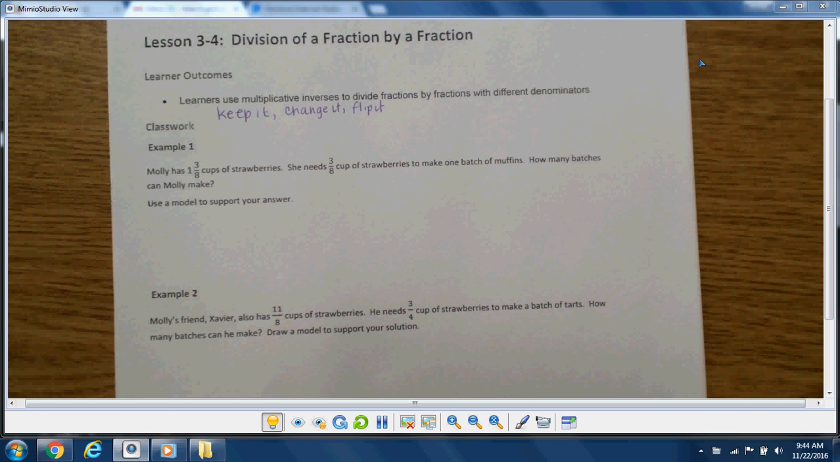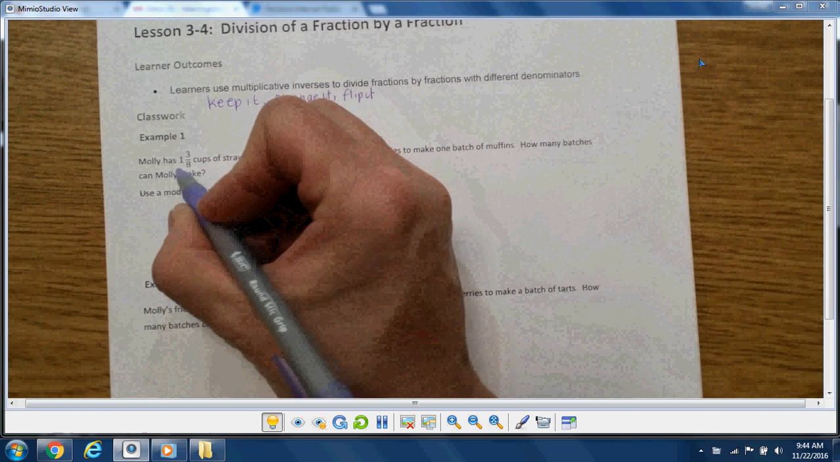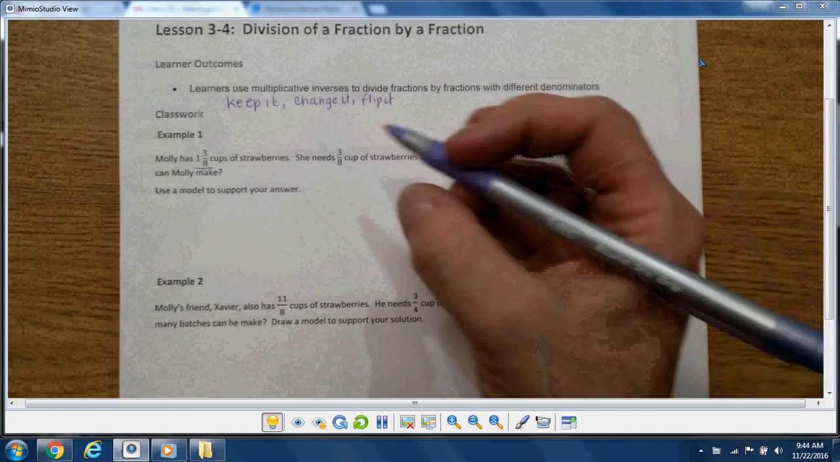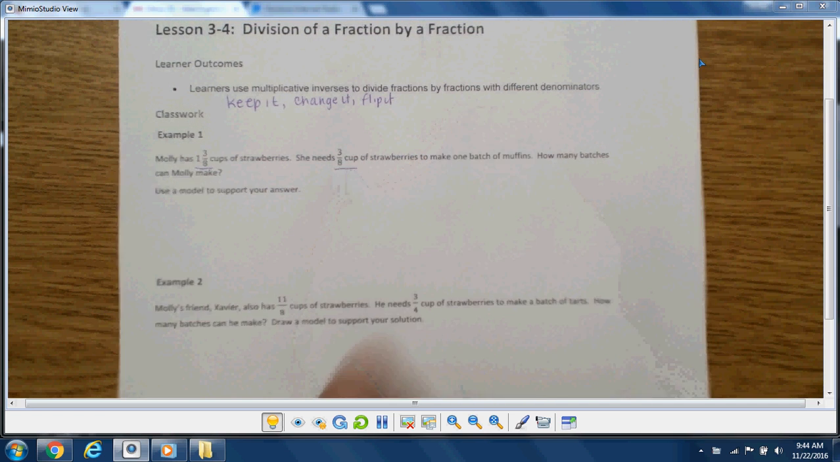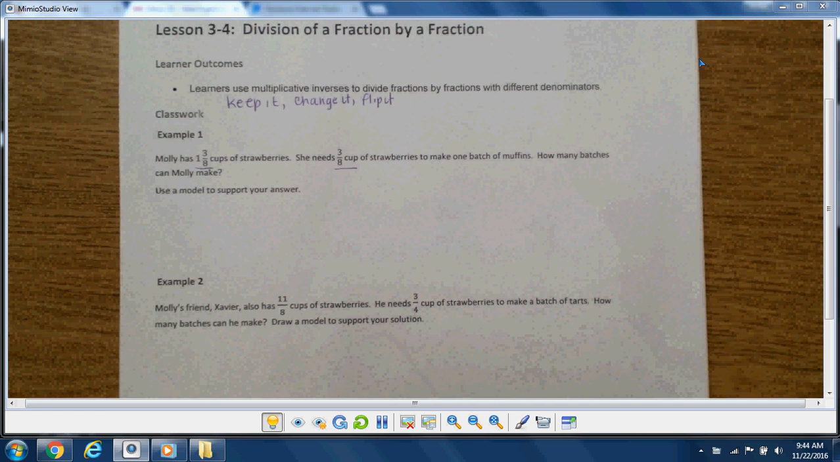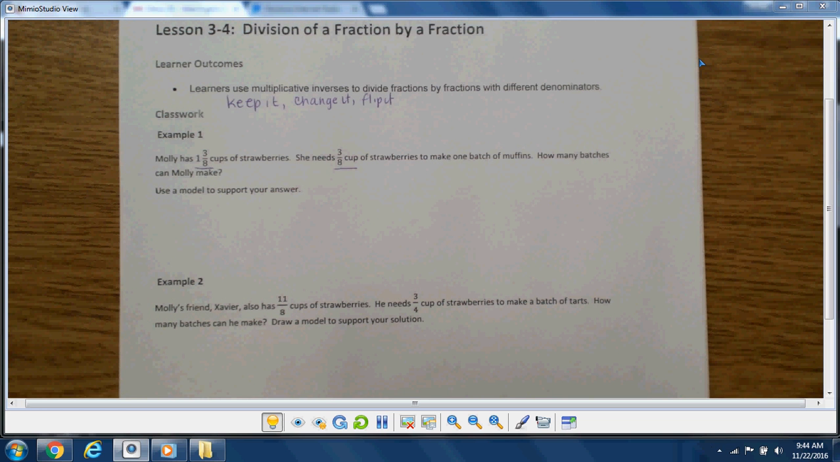Let's look at example 1. Molly has 1 3/8 cups of strawberries, and she needs 3/8 of a cup to make one batch of muffins. How many batches of muffins can Molly make? And it says to use a model to support your work.